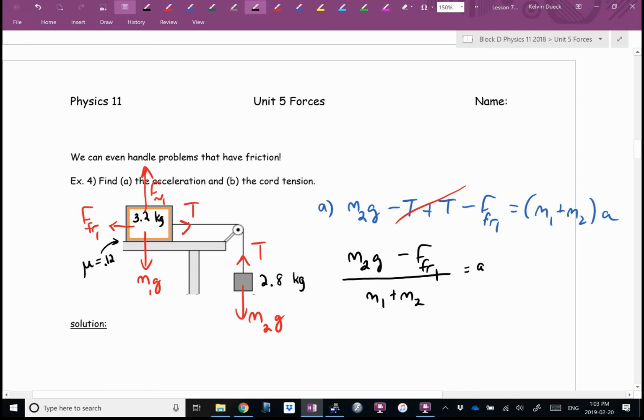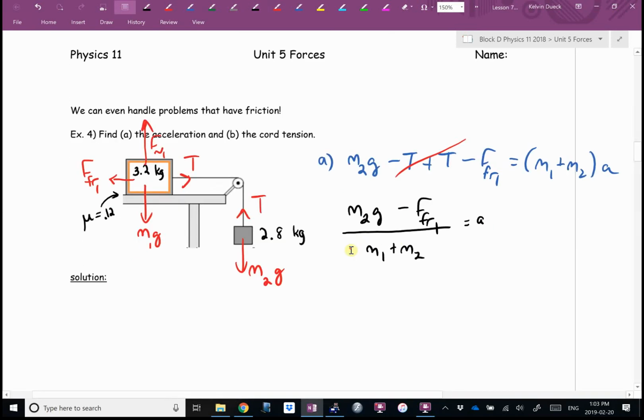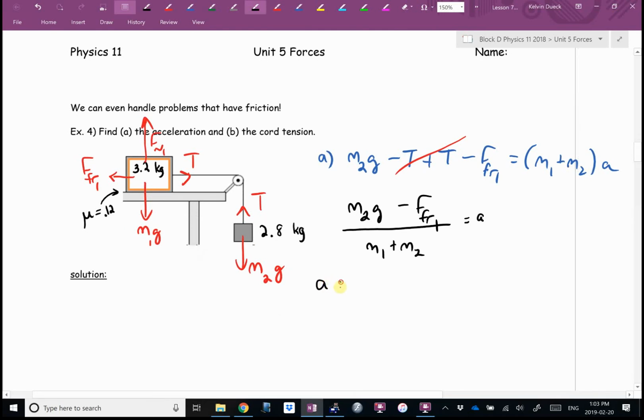This is why I said, Blake, don't try and memorize every single equation out there. It's just not worth it. You have to derive it. It's a better way to learn. Now it's plug and chug.